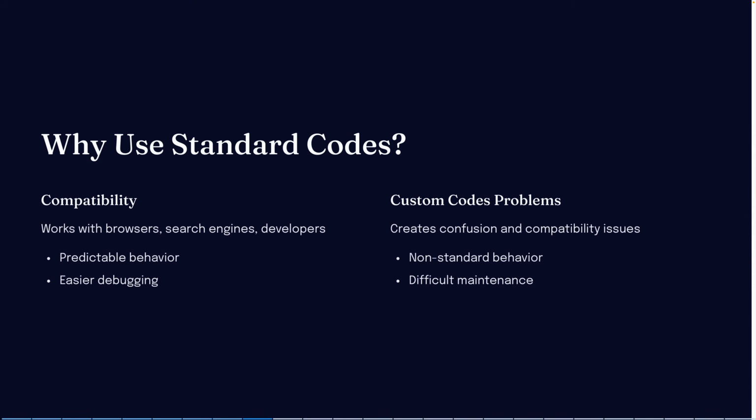So why do we need to stick to the standard codes? You could create custom codes, but it is a bad idea. Sticking to the HTTP specifications ensures compatibility with browsers, search engines, and also other developers. Using the right code in the right range, like 200 for success or 400 for client errors, makes your app predictable and easier to debug. So that is what I want to explain to you.